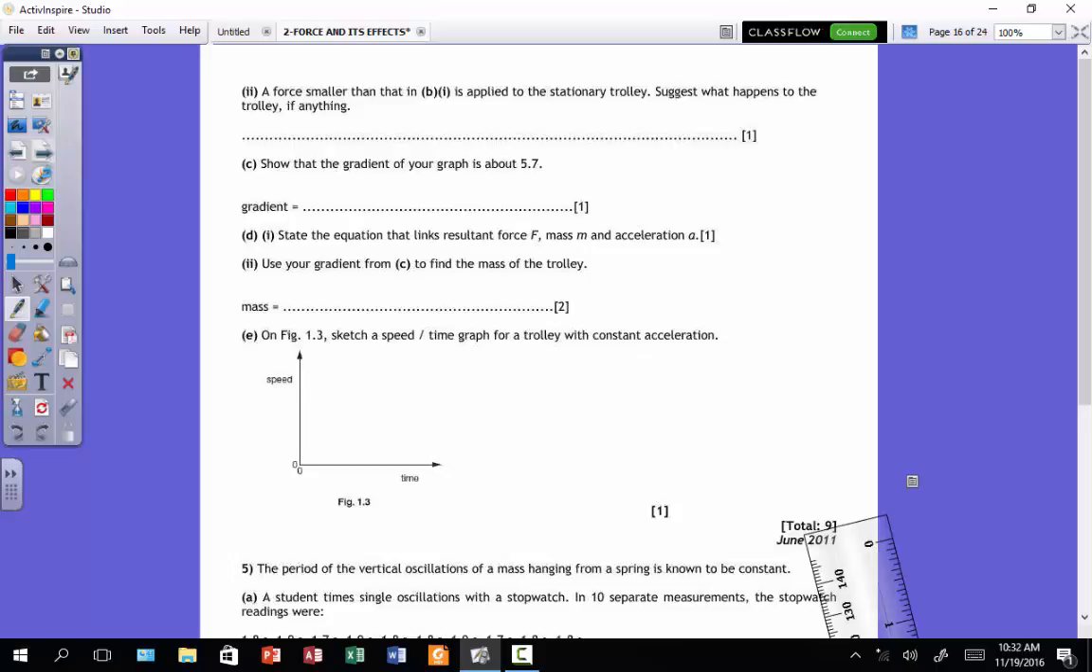So what does a force smaller than that, applied to the stationary trolley, suggest happens to the trolley, if anything? If the force applied to the stationary trolley is less than 1.2, what will happen? Nothing happens, it remains stationary, because this force is not enough to move the trolley.